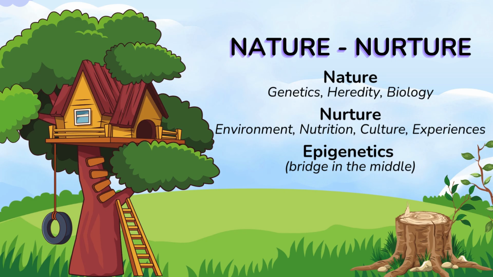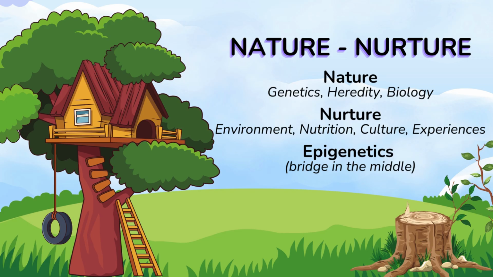Nature refers to our biological inheritance. For example, our DNA programs things like height potential, eye color, and the timing of puberty. Nurture, on the other hand, includes environmental influences. What food we eat, how much sleep we get, whether we're encouraged to play outside, or even cultural practices like sports and dance.